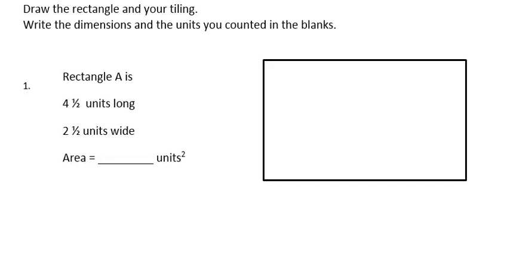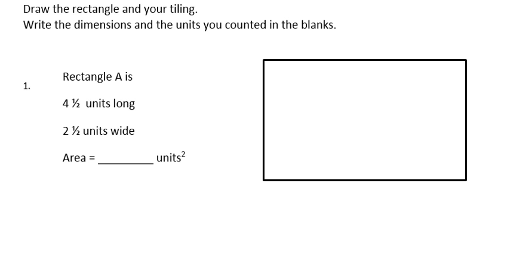This tutorial is for 5th grade, Module 5, Lesson 11. In this lesson, we will be finding area of rectangles when both sides are fractional units. The directions say to draw the rectangle and our tiling, write the dimensions and the units you counted in the blanks. By tiling, that just means we're drawing the squares that make up the rectangle.